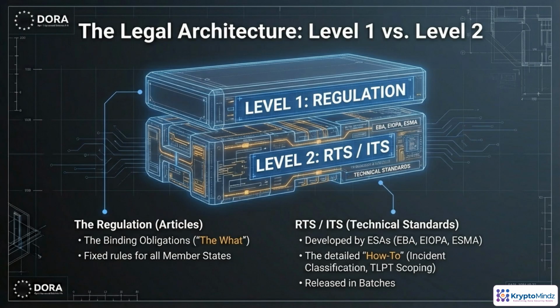Legally, DORA is built in 2 layers that you need to understand differently. Level 1 is the regulation itself. It's directly binding law in every member state, and it tells you what must be achieved. The obligations, the scope, the pillars, the big deadlines, those articles change rarely. Level 2 is where most implementation work lives. These are the regulatory and implementing technical standards drafted by the ESAs. They explain how to do things in practice, like classifying incidents or scoping TLPT. They're detailed, can be updated more often, and are being released in several batches.